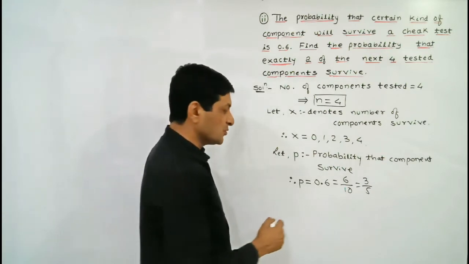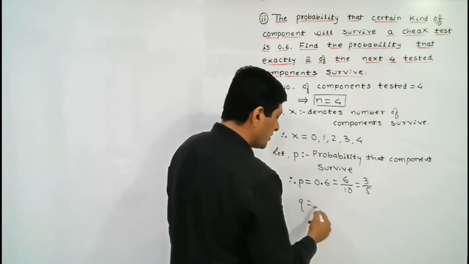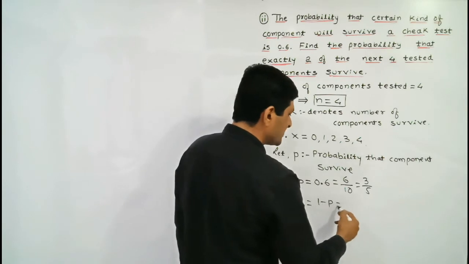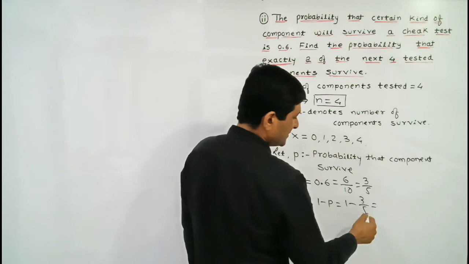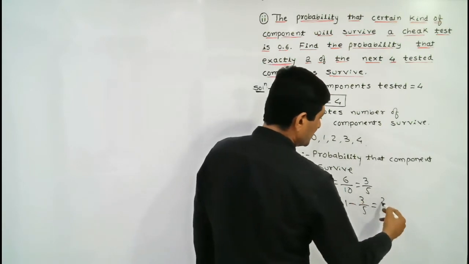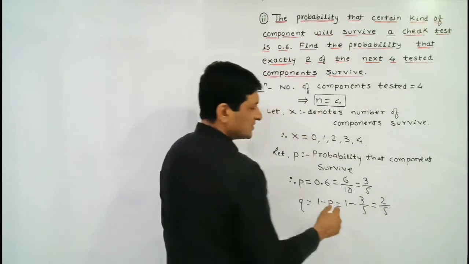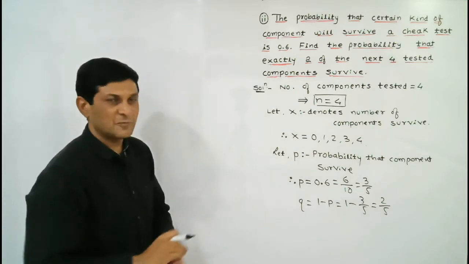Once the value of p is known to us, we can easily find the value of q. q is equal to 1 minus p, which is equal to 1 minus, what is the value of p? 3 by 5. If we simplify it, 5 ones are 5, 5 minus 3 is 2, so 2 by 5. After taking this difference, we get our second required value, q.